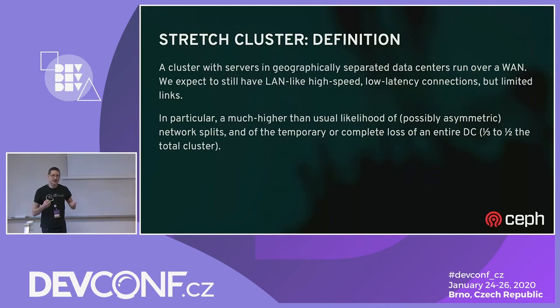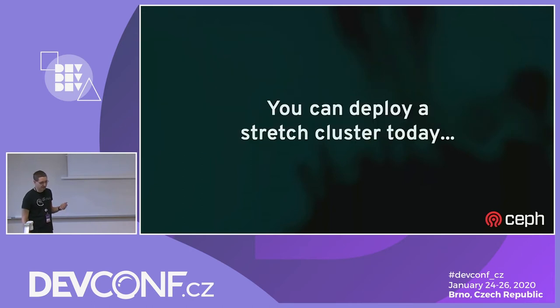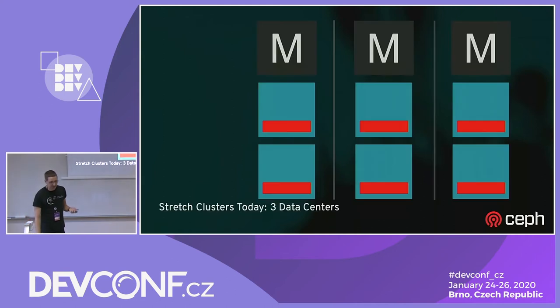And you also have a much higher chance than usual of a fire or a temporary power outage or somebody making a mistake on the network just totally disconnecting an entire half or third of your cluster than you would if you're running in a local data center. I mean, it might still happen in a local data center too, just the odds are a lot higher, and if you're running a distributed cluster, it's probably because you want to be more resilient to those things, so it's more important that we be careful about handling them quickly and without administrator intervention. So, you can deploy one of these stretch clusters today.